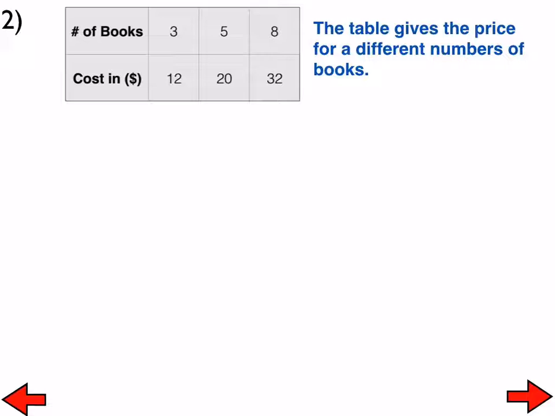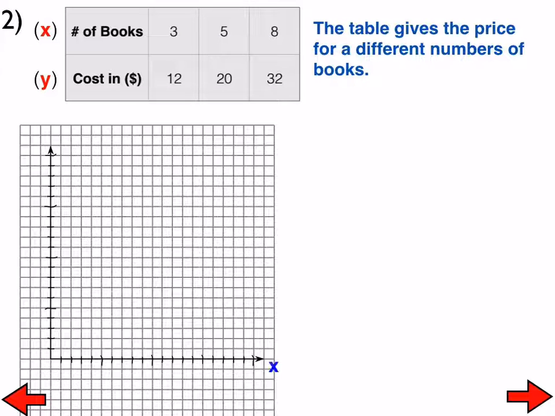All right, so number 2, this table gives the price for a different number of books. 3 books cost $12, 5 books at the same rate cost $20, and so on. I'm going to use the letters X and Y. I could use any letter that I want to. Obviously, the number of books is the input. The cost in dollars is the output. And one of the things we need to do, remember, is we need to label our axes.